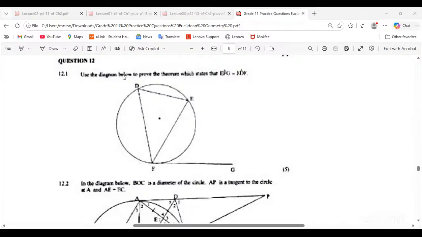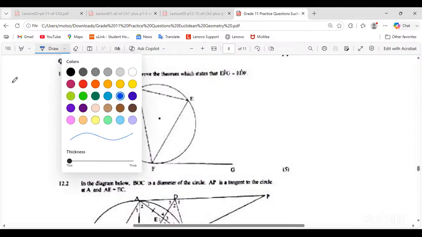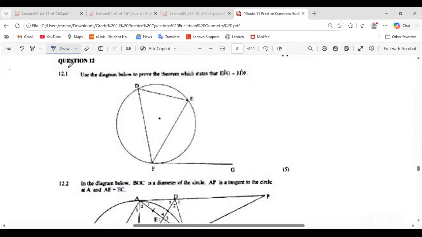We are still continuing with the riders, the circle Euclidean geometry. Now we will be doing this question 12 right here in front of us on the screen. We are going to have a look first at 12.1. Like I said, we are going to prove the tan chord theorem. The statement seems to be blurry, so I think the better option is to also rewrite it here so that you can see it.